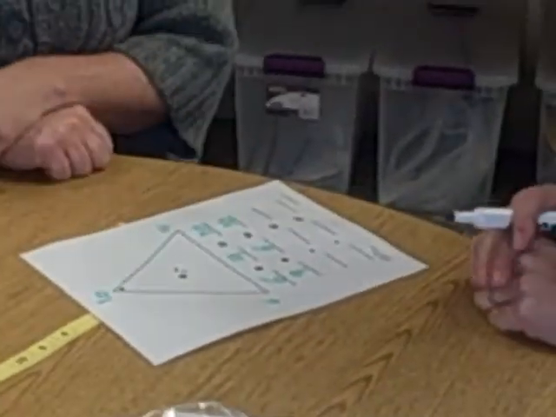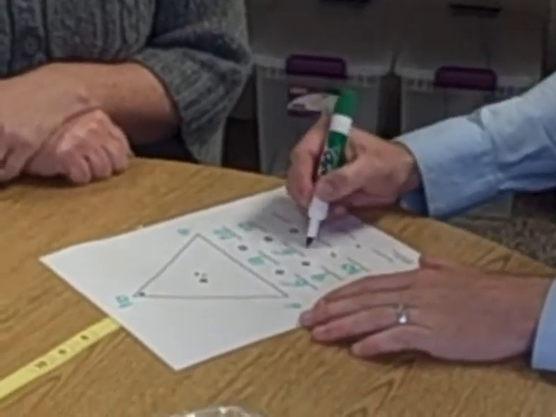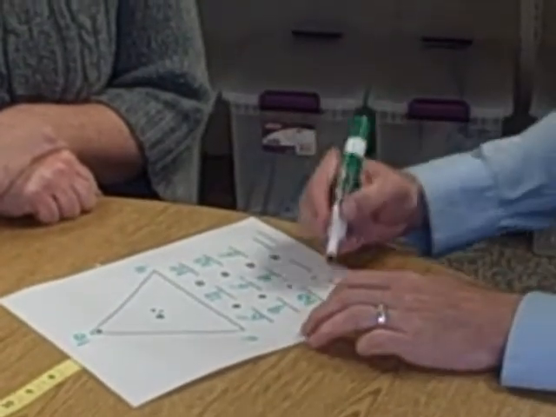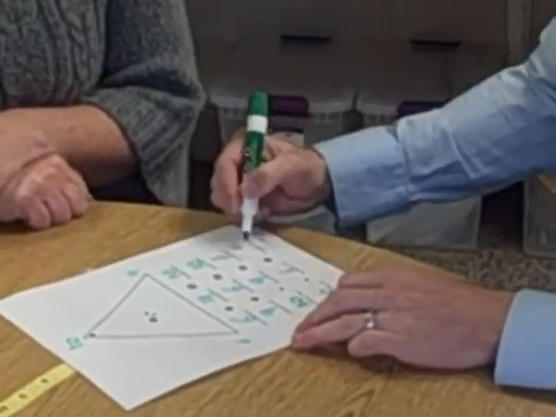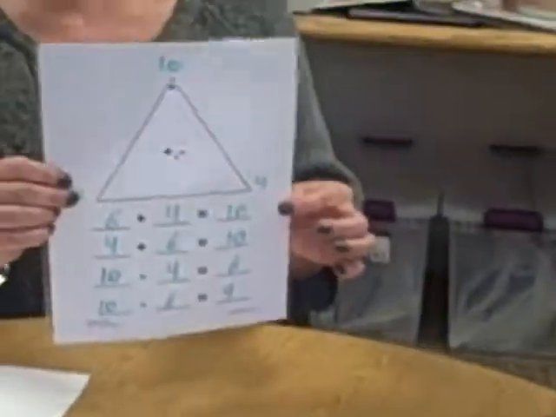Okay, how about, is there a subtraction sentence that you can write? 10 minus 4 equals 6. Perfect. And is there one more? 10 minus 6 equals 4. And then we have our entire fact family.